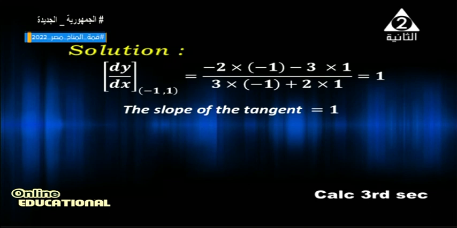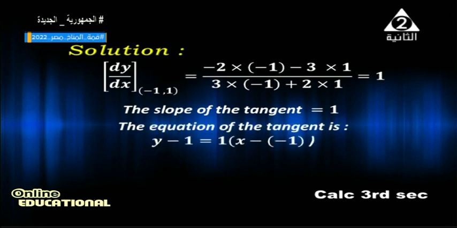What is the equation of the tangent? The equation of the tangent is y minus y1 equals m times (x minus x1). Then y minus 1 equals the slope of the tangent, which is 1, times (x minus -1). Then y minus 1 equals x plus 1, and y equals x + 2 is the equation of the tangent at the point (-1, 1).